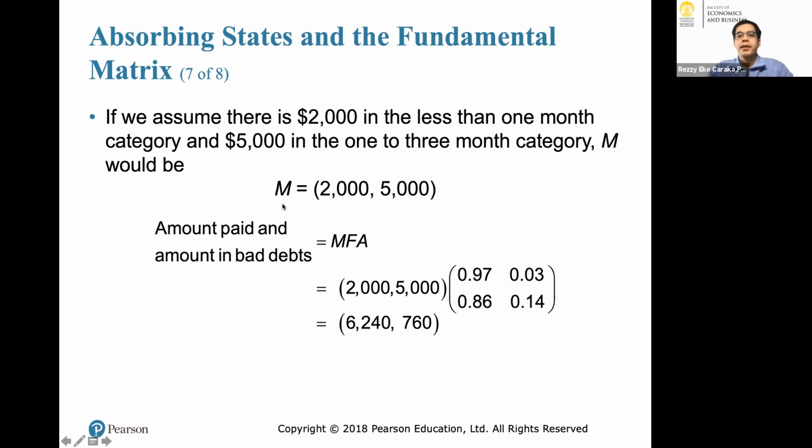For example, if we assume there is $2,000 in the less than 1 month category and $5,000 in the 1 to 3 months category, M would be this information. With M, we can measure how much is the amount paid and the amount in bad debts by using MFA. It's easy: you multiply this information by this information, and this by this. If you calculate manually later, you will get the answer. This addresses the question of the amount paid and the amount in bad debts. So this is our information. It's easy.